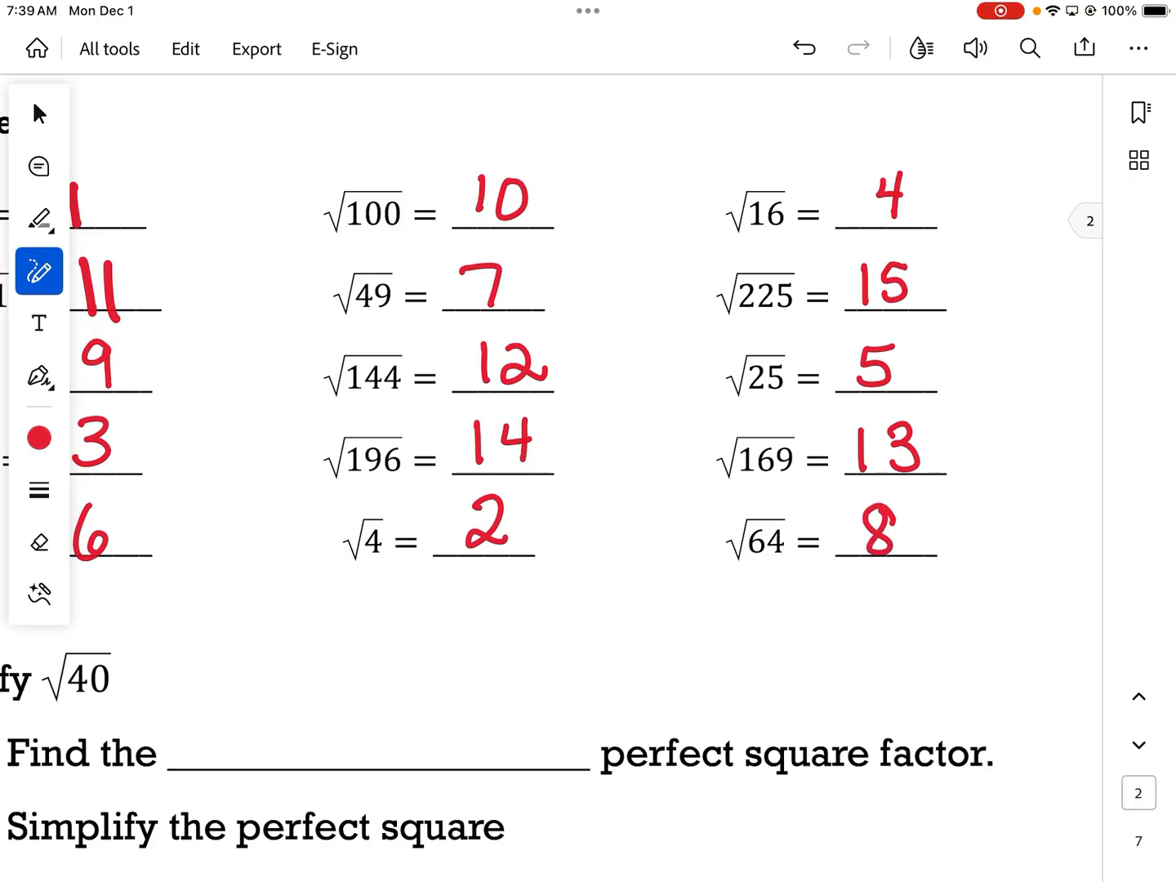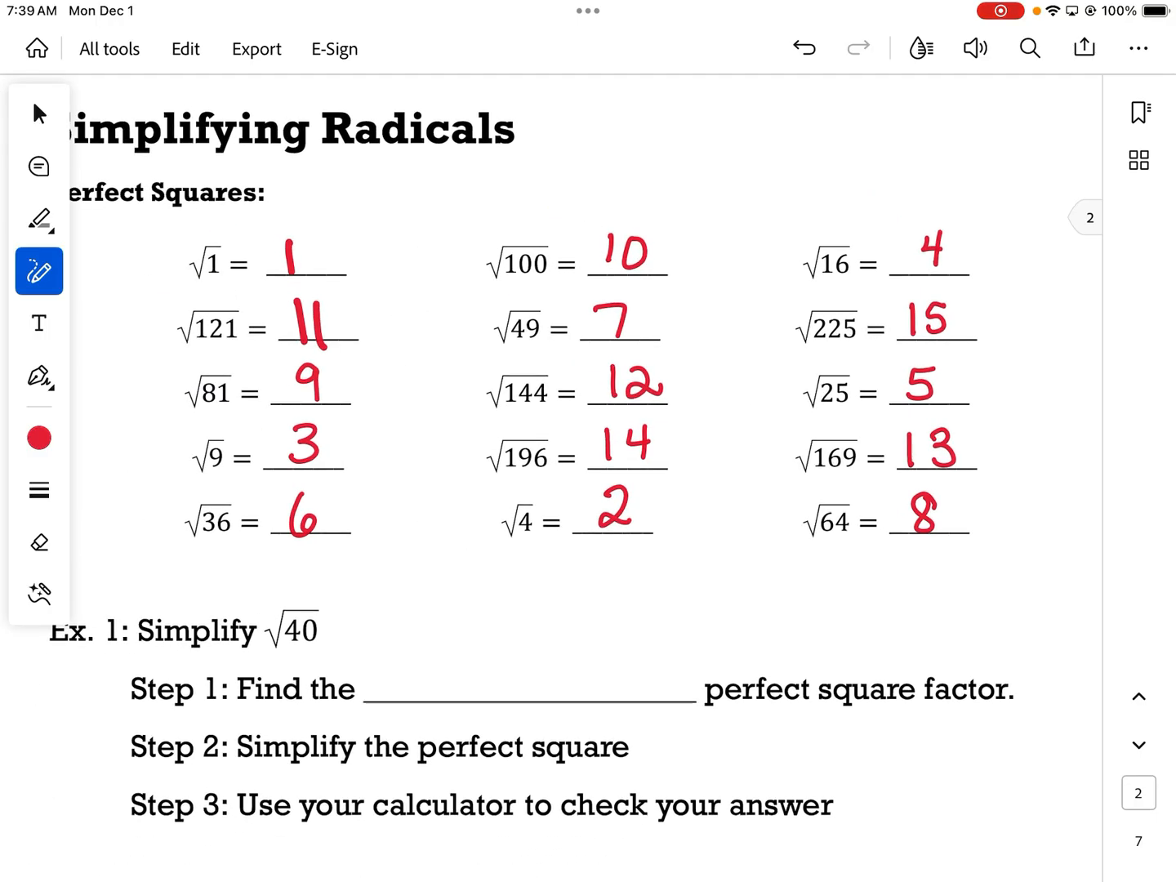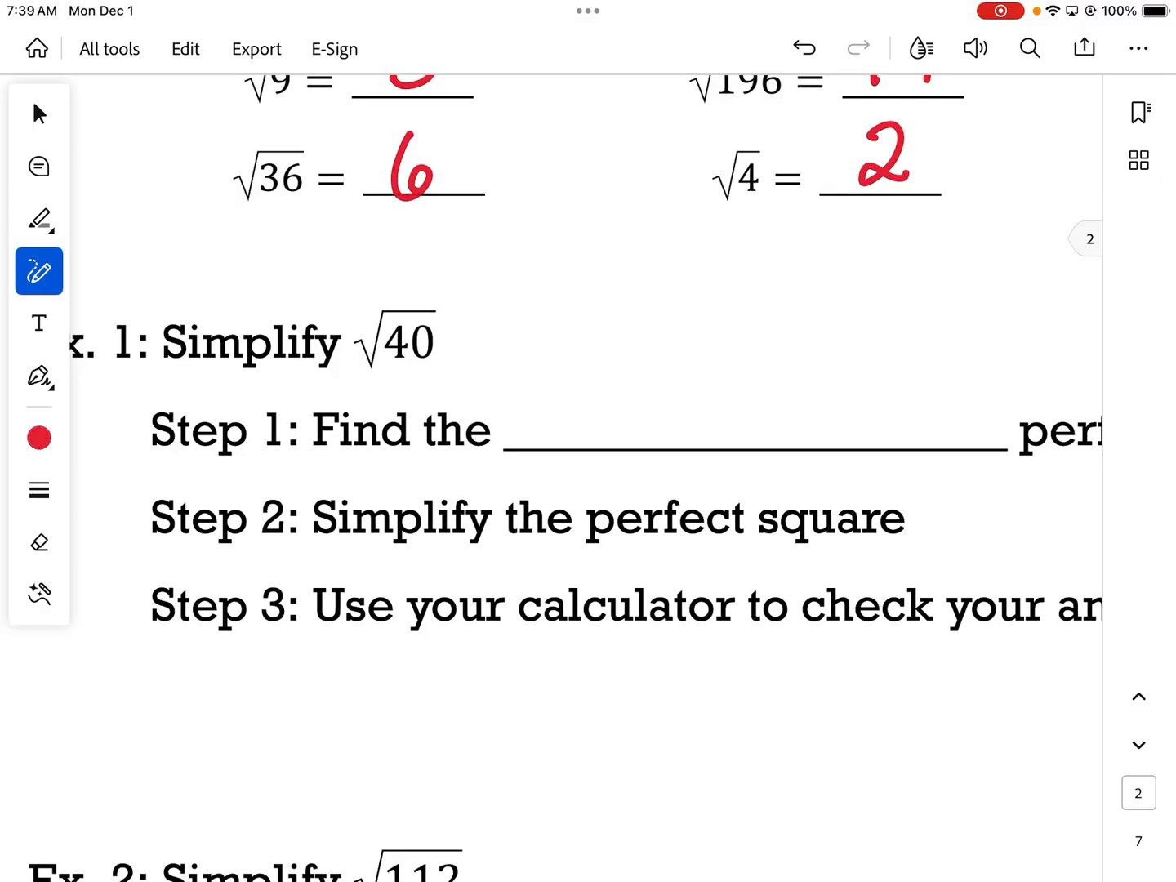Okay. So these are the perfect squares, because if you take a square root, you get a whole number. If we have something that is not a whole number, then we have to simplify it. Instead of writing it as a decimal, we're going to simplify it as a number mixed with a square root, mixed with a radical. So like square root of 40, if you put that in your calculator, see what you get.